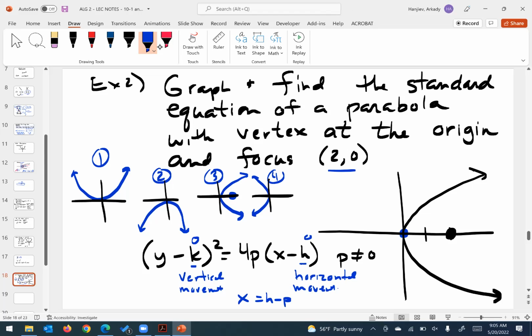I wonder if it says it in the book. Okay, just making sure that it says it. And P is the length from the vertex to the focus. So here's your P value.